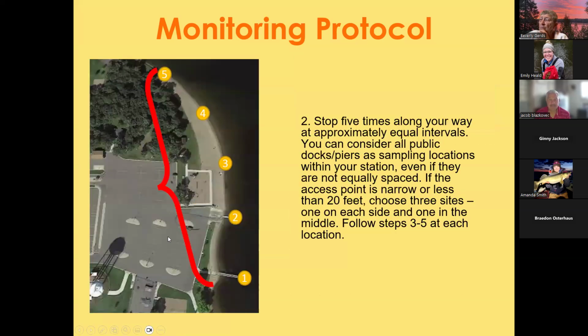So as you work from one end to another, this picture is showing an example here of someone monitoring. This is a very large boat landing. So you can see this is probably about 100 feet right here. And this person is going to be monitoring from the end down here all the way up here along the beach. So as you're at your monitoring site, you're going to stop 3 to 5 times along the way. And you can try to space your stopping points out evenly. If there's a dock or a pier, those are really good places to search at, even if they're not equally spaced.